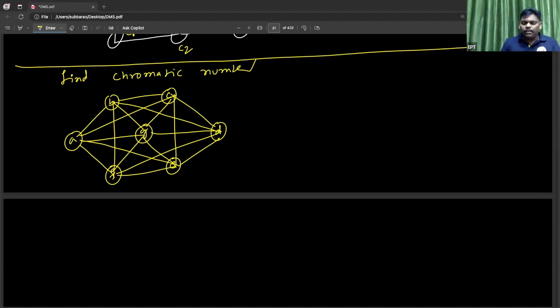So can you help me? Forget about A and D. Can you help me now? If you forget A and D, is the left out diagram K5? If you delete the left A, right D, is the remaining diagram K5? K5 means every person has degree 4.